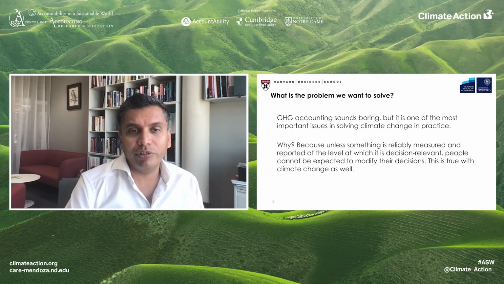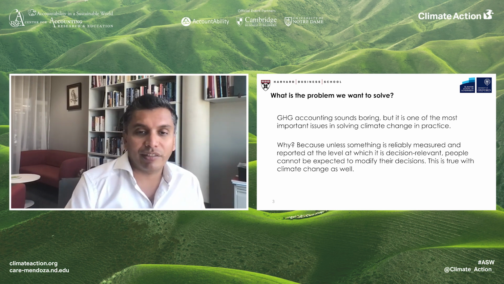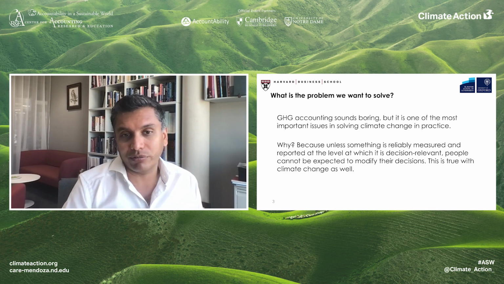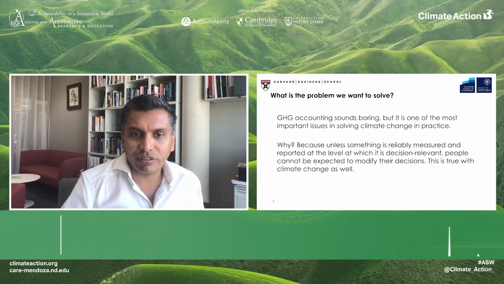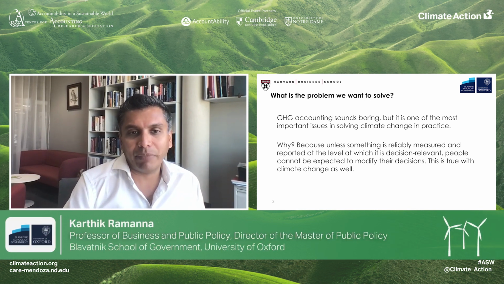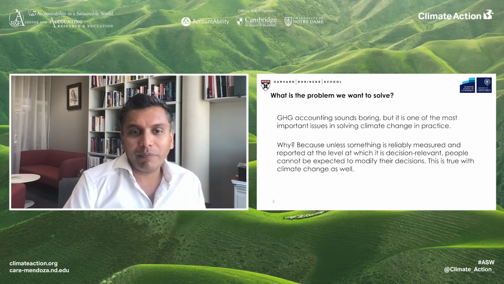Why? Because unless you measure something reliably and report it at the level at which people make decisions, for instance, the decision to buy a wind turbine, or more recently, Congress has passed a bill that incentivizes people to buy electric cars, so we would be able to do an e-liability accounting of an electric car. Unless you measure the total environmental impact of products and services at the level at which decisions are made, people can't be expected to modify their decisions. We know this is the case with costs, and we believe this is the case with climate change as well.